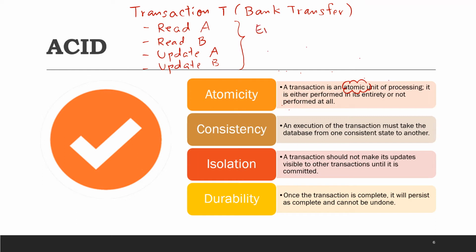So entirety means the entire execution of all this, or not at all, meaning that we do not allow partial execution of the transaction T to happen. But how can we ensure that?